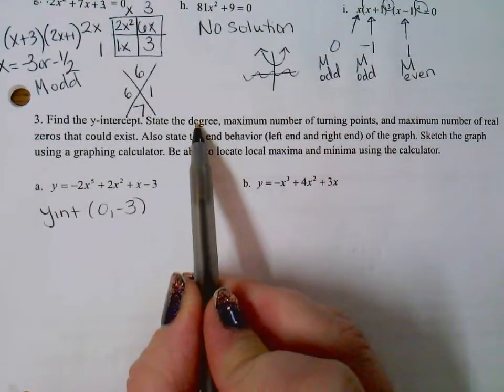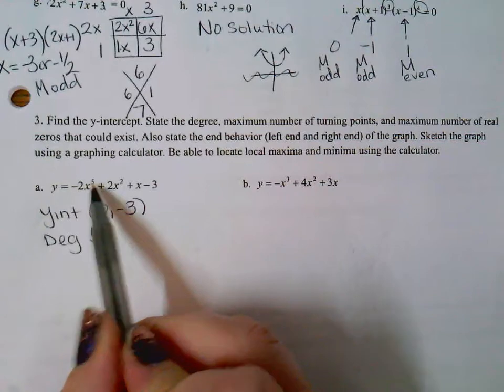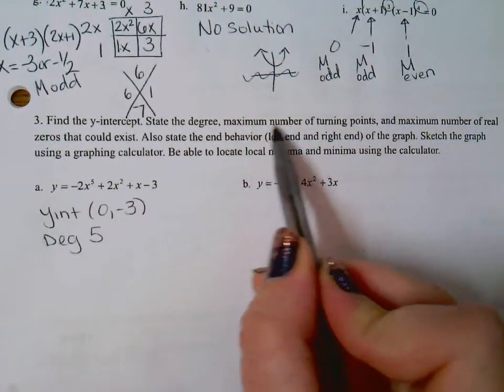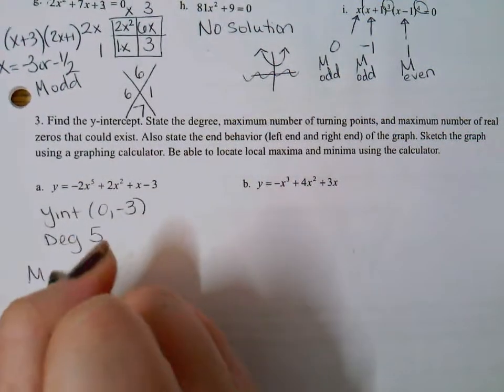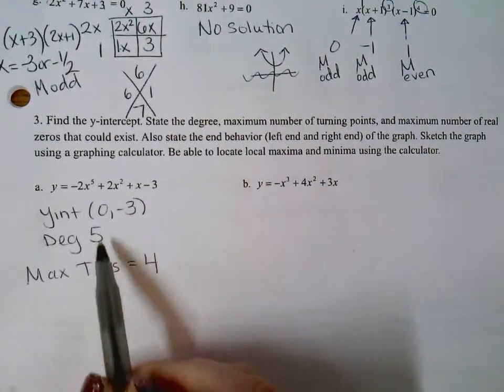State the degree. The degree of this function is 5. That's the highest power in standard form. The maximum number of turning points: so max turning points is 1 less than the degree.